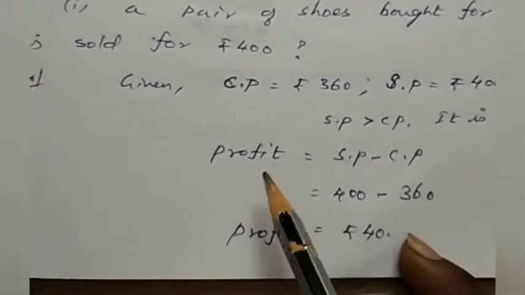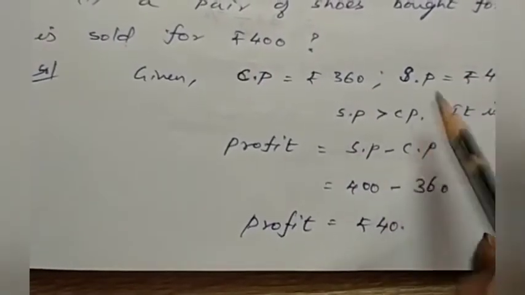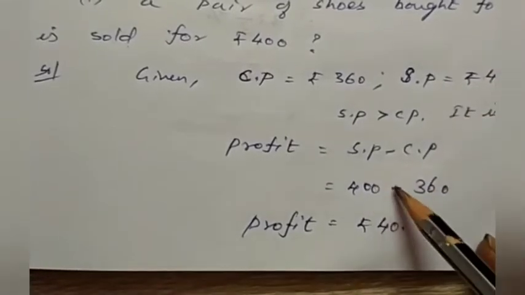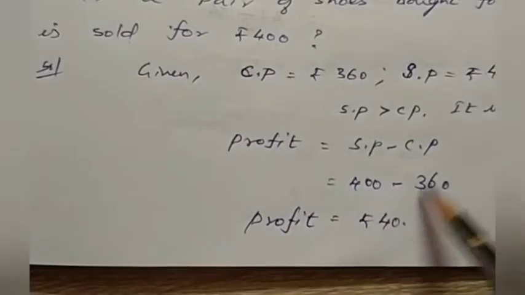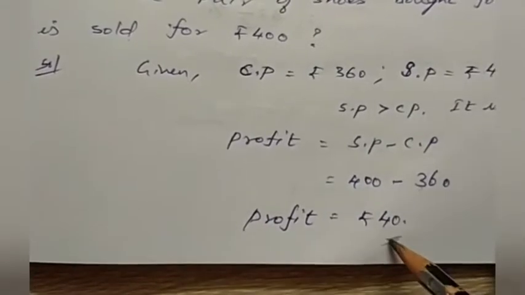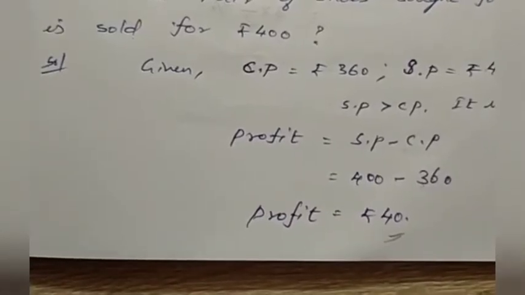Profit is equal to selling price minus cost price. Selling price is rupees 400, cost price is rupees 360. So 400 minus 360 is equal to rupees 40. Therefore the profit is rupees 40.